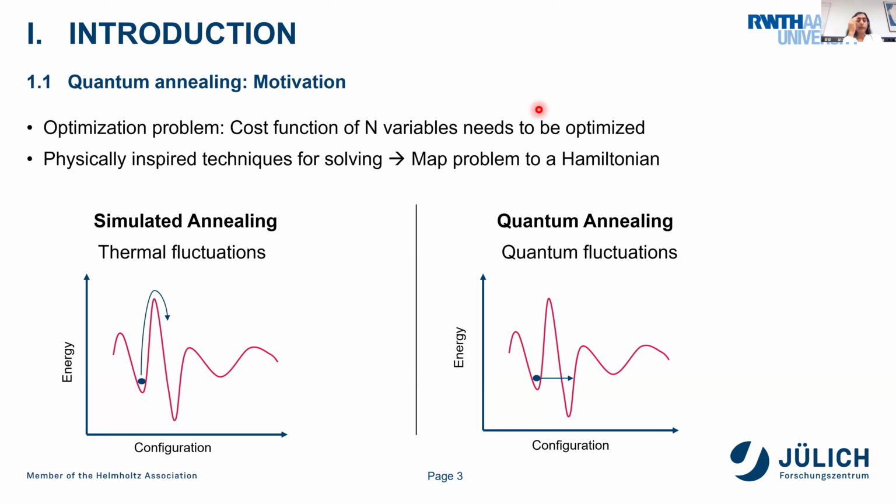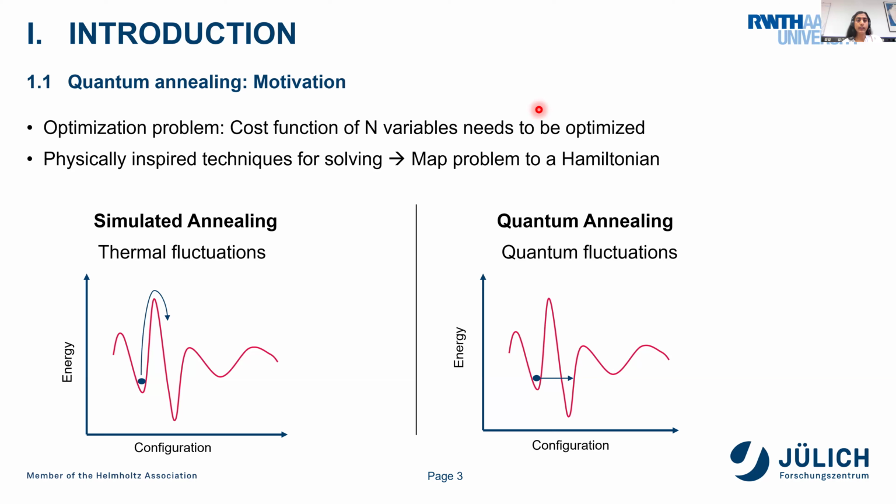Okay, so let us start with optimization problems. Let us consider that at hand, we have an optimization problem, which involves some cost function that has n variables. And we need to find an assignment to these n variables that would make the optimization function optimized. There are many physically inspired techniques for solving such problems, which require us to map these problems onto some Hamiltonian.